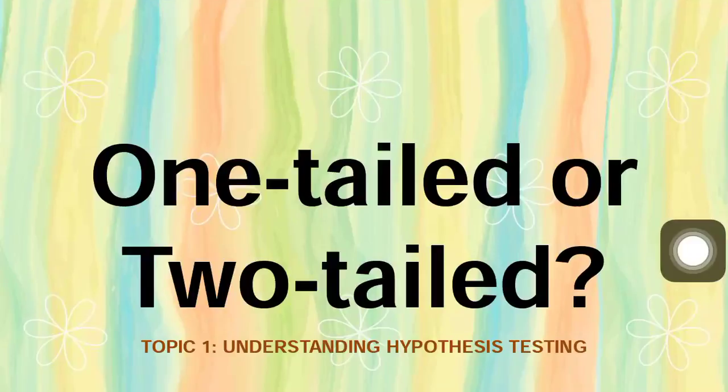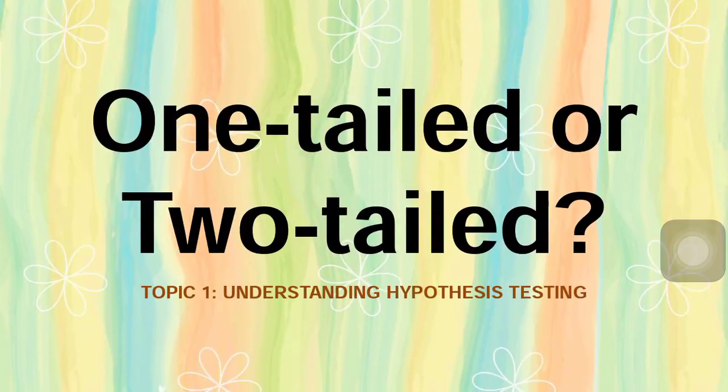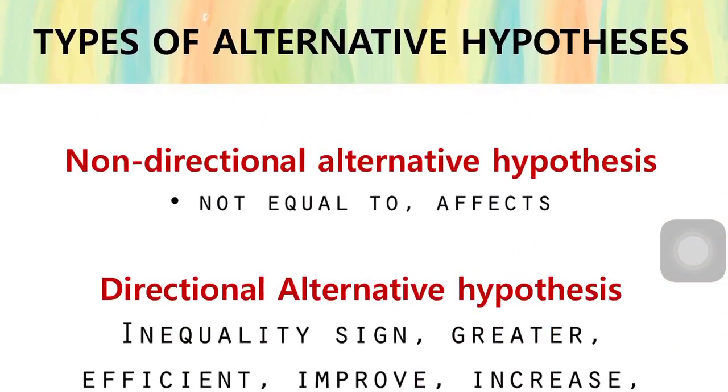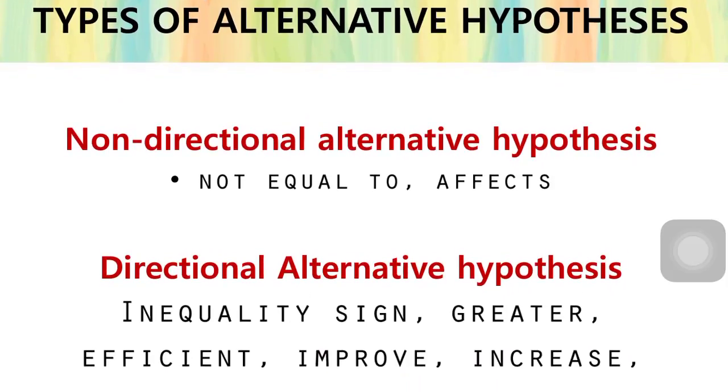Okay, today we are going to learn how to determine whether the alternative hypothesis is one-tailed or two-tailed. There are two types of alternative hypothesis. It can be non-directional, if it's two-tailed, or it can be directional, which we call one-tailed. If non-directional, the alternative hypothesis is stated as not equal to. How to determine it? It can be based on the verb.